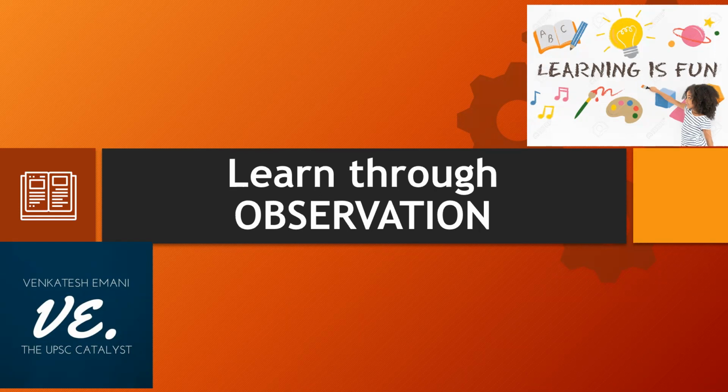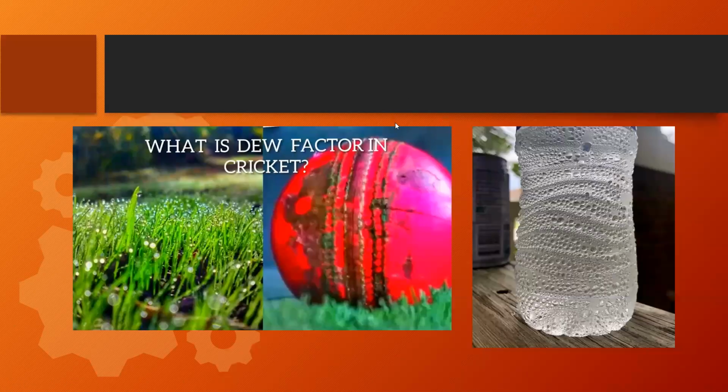So, as part of our learning through observations, let us discuss the topic for today. Why do you think dew occurs? You might have seen dew in a cricket field or on a water bottle. When you remove a water bottle from the refrigerator, you can see dew forming around it. Why do you think that occurs?